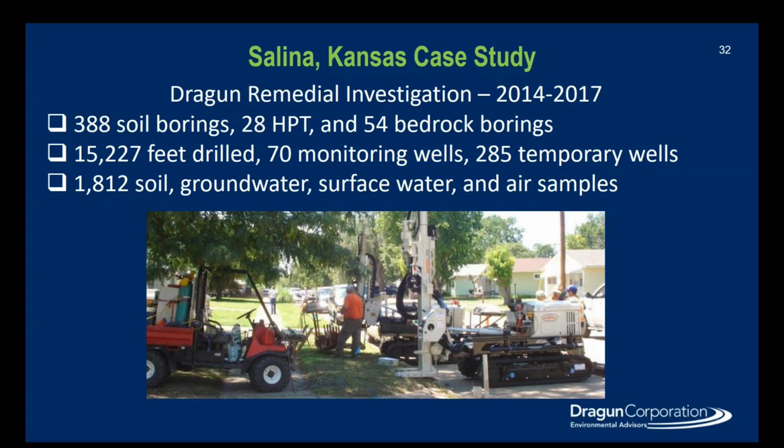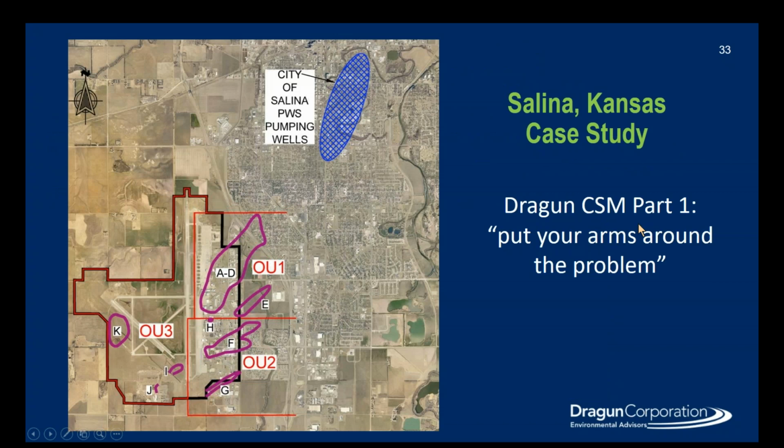So we worked on a remedial investigation at the site between 2014 and 2017. We put in almost 400 borings, 28 HPTs. That's a technique where you can get high resolution indications of where permeable zones are in borings. We did 54 bedrock borings. We drilled almost 3 miles of borings, installed 70 monitoring wells and 285 temporary wells. We took 1,800 soil, groundwater, surface water, and air samples, and we came up with a conceptual site model.